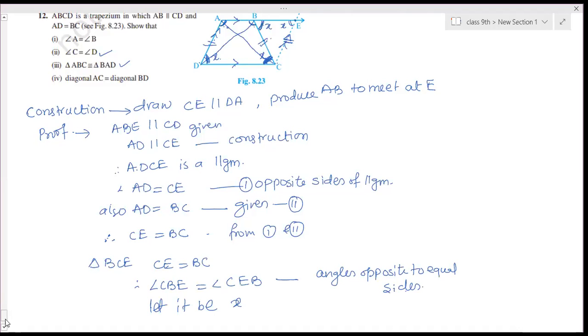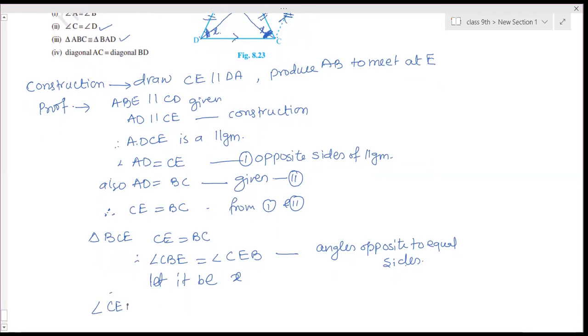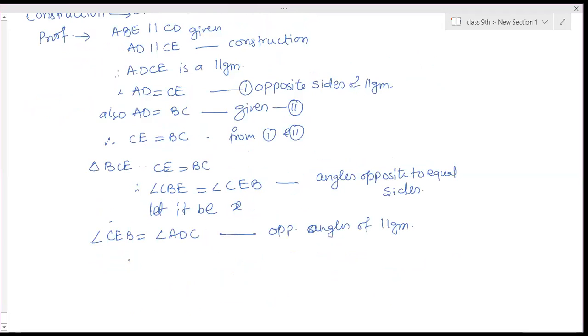Now angle CEB is equal to angle ADC, opposite angles of a parallelogram. Angle ADC is equal to x. Angle CBE is equal to angle BCD, alternate interior angles. Therefore, angle BCD is also x.